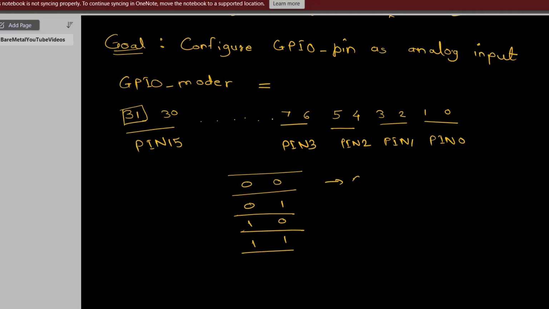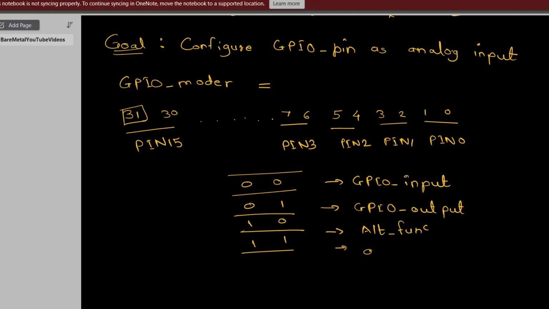01 is GPIO output. I guess the default configuration is GPIO input. Then 10 is alternate functionality, and 11 is analog input. So this we will confirm.